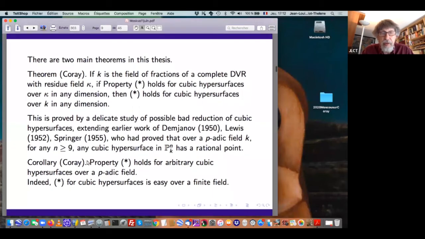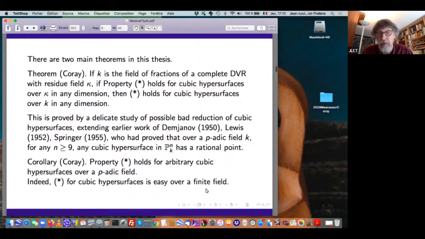So in any case, a corollary of this one here is that the property star holds for arbitrary cubic hypersurfaces over a p-adic field, because for cubic hypersurfaces over a finite field, it's an easy property. So the only case to consider is 2 or 3 variables. I mean, starting from 4 variables, a finite field is a C1 field, so you automatically have a zero.